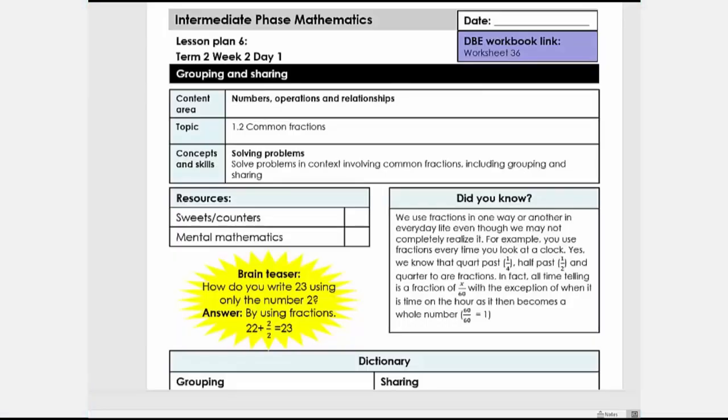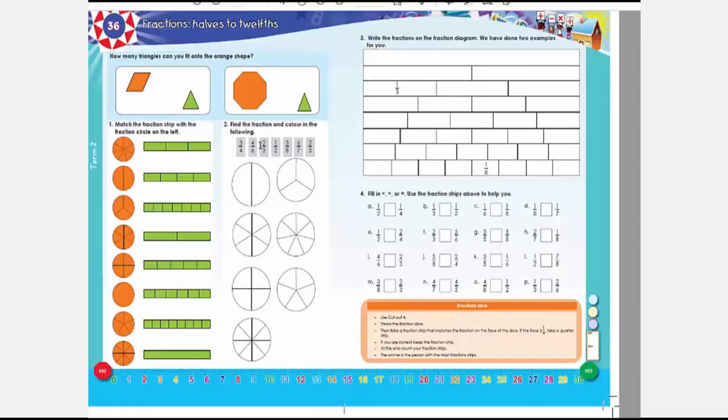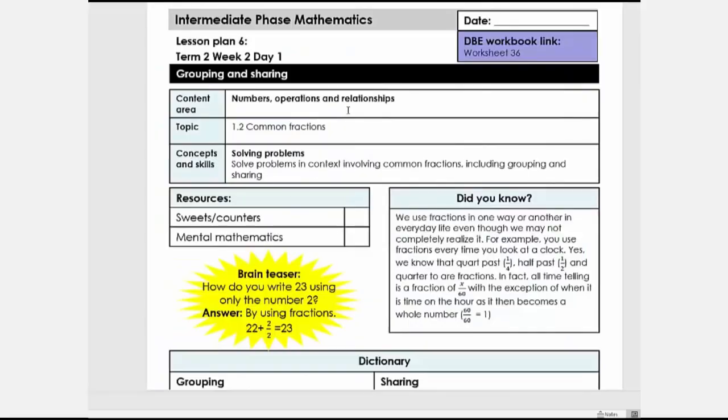Okay, today we're going to do lesson plan number 6, grade 5, term 2, and the topic is grouping and sharing. It is also linked to worksheet 36 in the DBE book. I'm quickly showing you that, and then we're going back to the lesson plan.